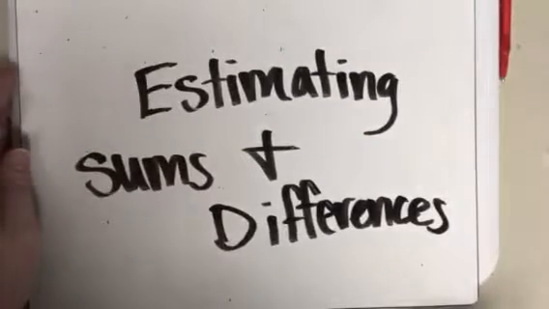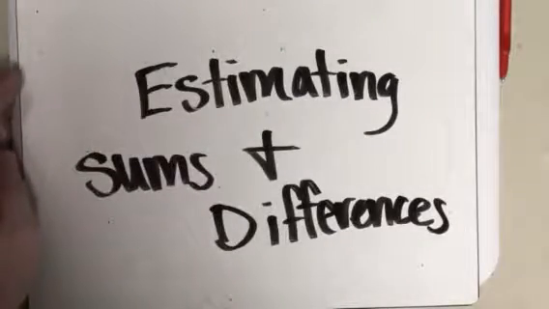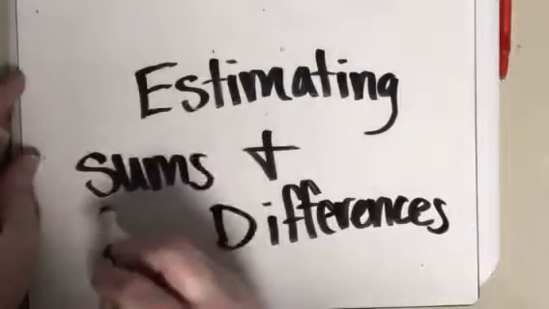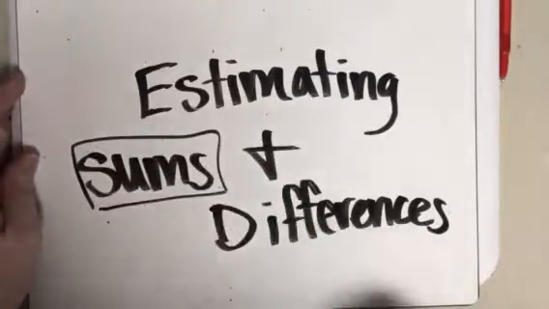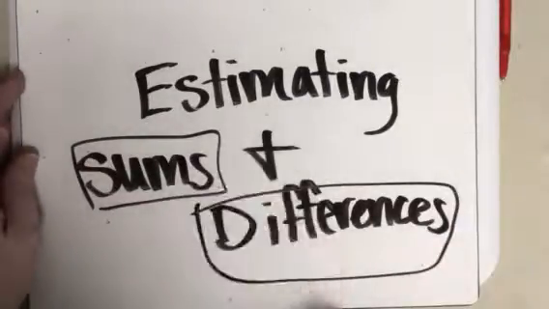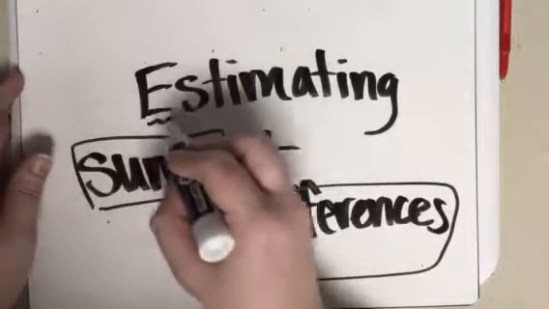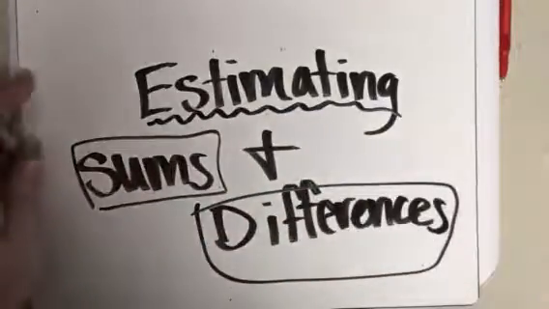This video is on estimating sums and differences. First thing to recognize is that a sum is when you're adding and differences are when you're subtracting. And estimating is basically like rounding.